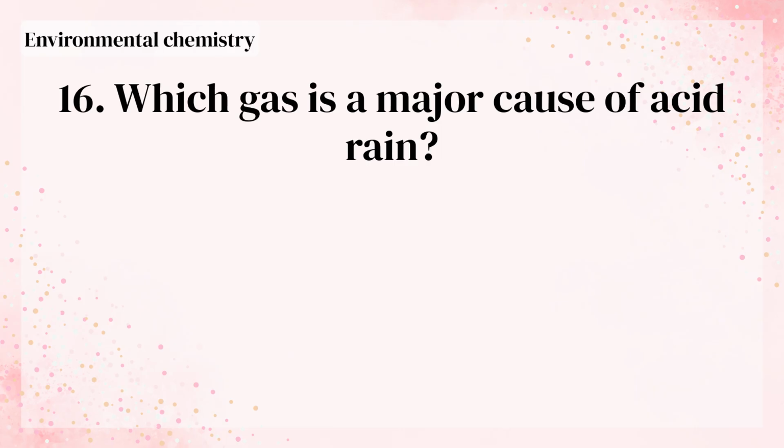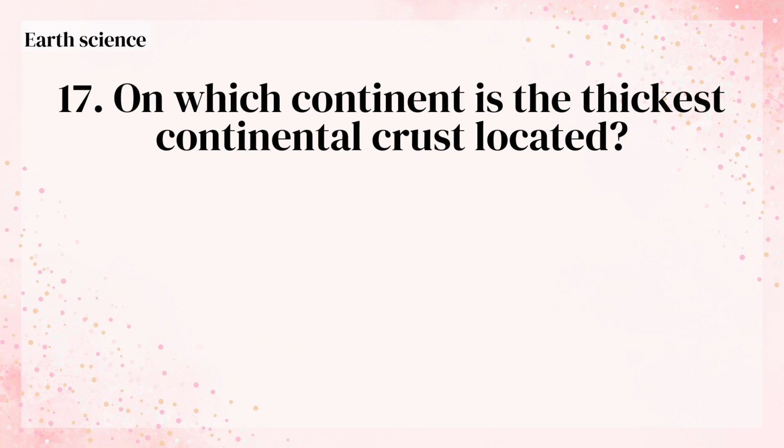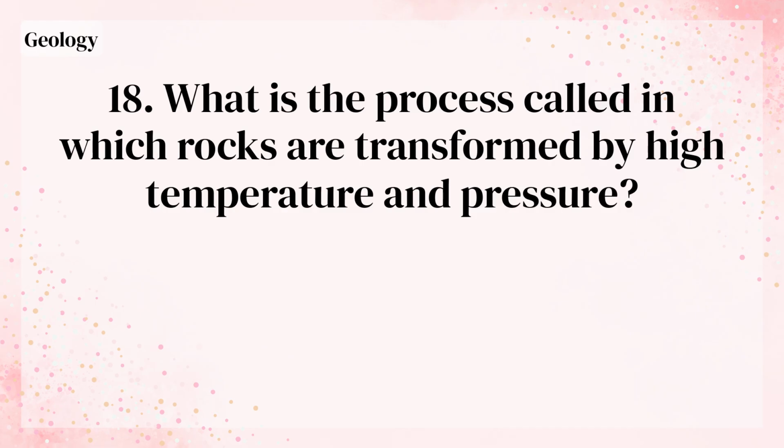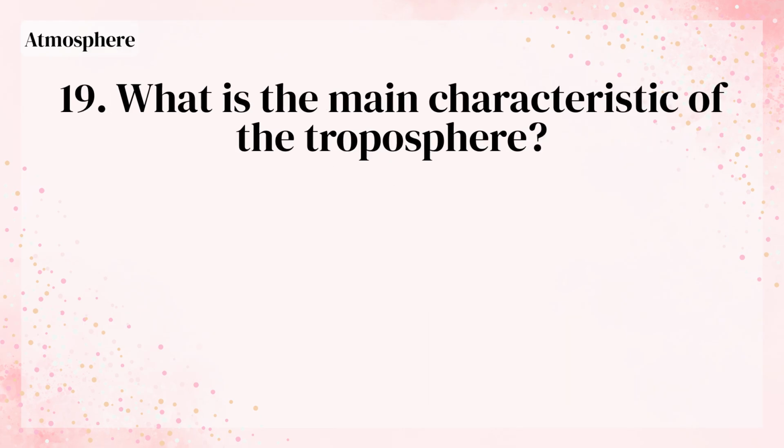Which gas is a major cause of acid rain? Sulfur dioxide. On which continent is the thickest continental crust located? Antarctica. What is the process called in which rocks are transformed by high temperature and pressure? Metamorphism. What is the main characteristic of the troposphere?